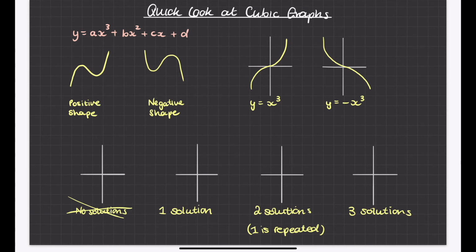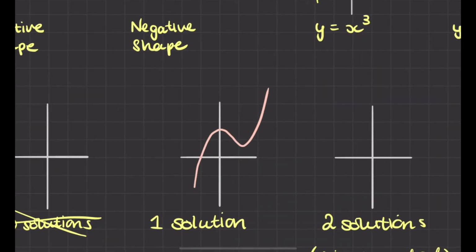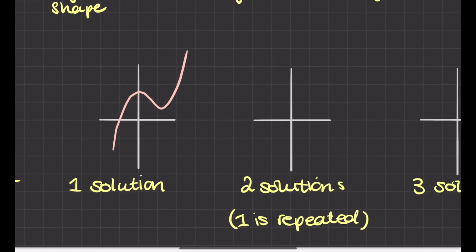So I could have a cubic graph like this. That would have one solution, where it crosses the x-axis. There it is. I could have two solutions. For two solutions, it could go a little bit like this. Oh, it just touches there, doesn't it? So it's crossed here, so I've got one solution there, and here it's just touching. That one where it's just touching is the repeated solution.